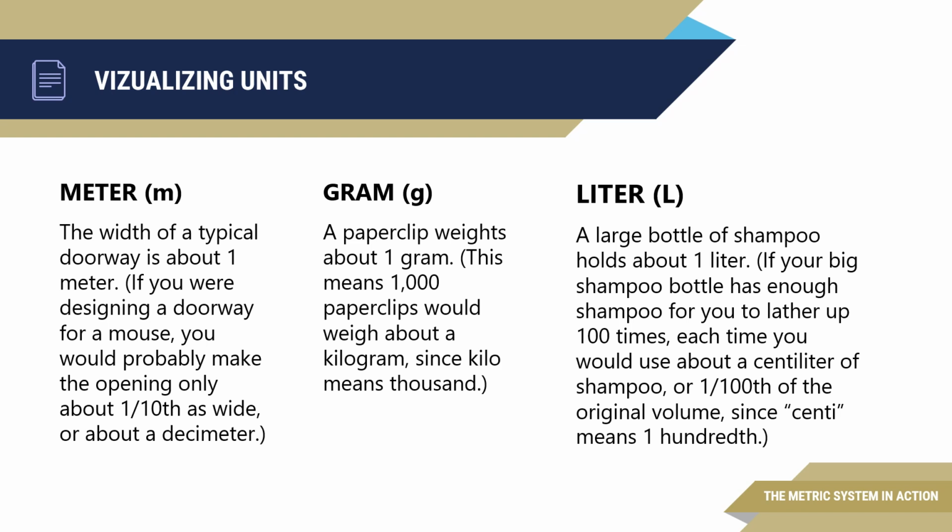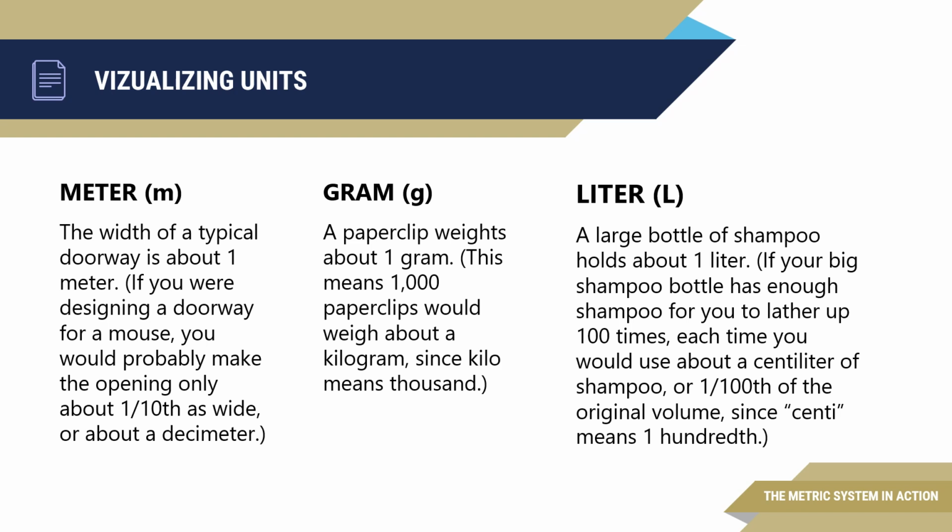Alright. Gram measures mass. So a regular paperclip weighs about 1 gram. This means if you had 1,000 paper clips, you would have about a kilogram, since kilo, remember, means 1,000. If you have a very large bottle of shampoo, it might hold about 1 liter. So if your big shampoo bottle has enough shampoo for you to lather up 100 times, that means that each time you would use about a centiliter, or 1/100th of the original volume, since centi means 100th.